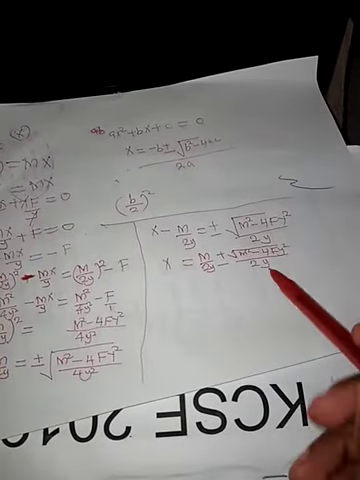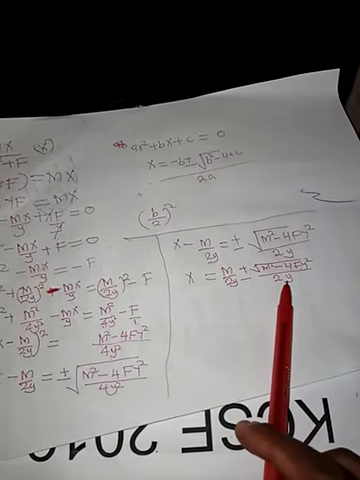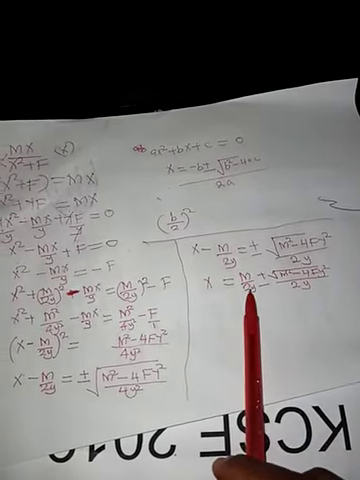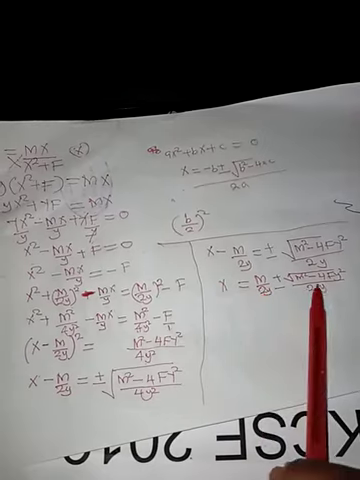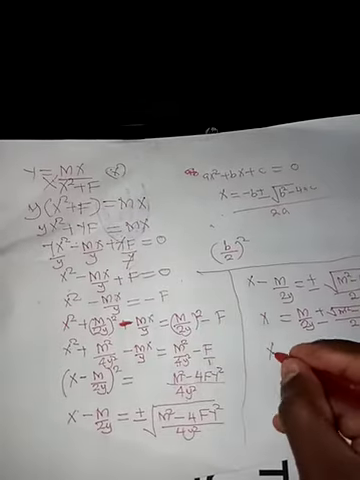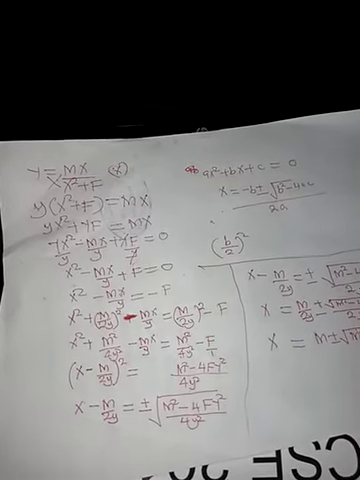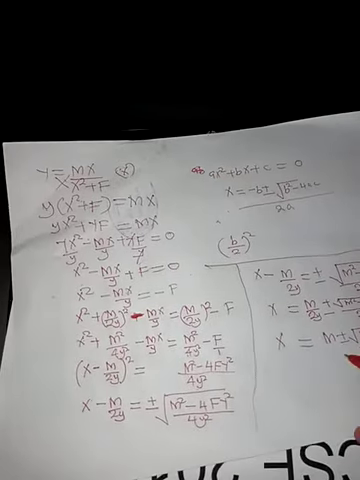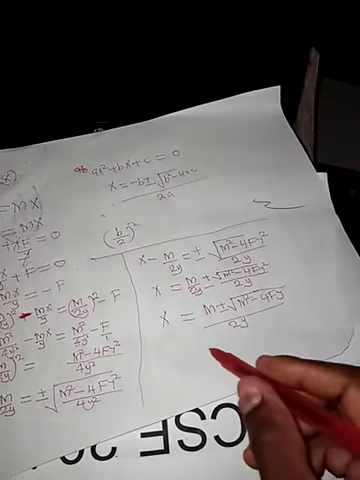If you are very keen, you can see that this one and this one are the same denominator, so we can make them to be of the same denominator. So we will say x now is equal to m plus or minus the square root of m squared minus 4fy squared over 2y, and this one now will be our answer.